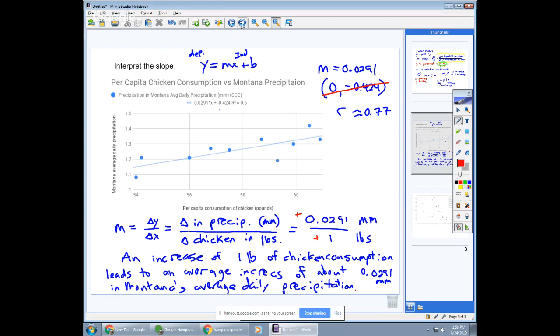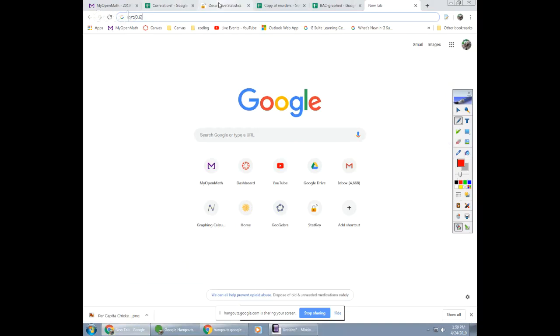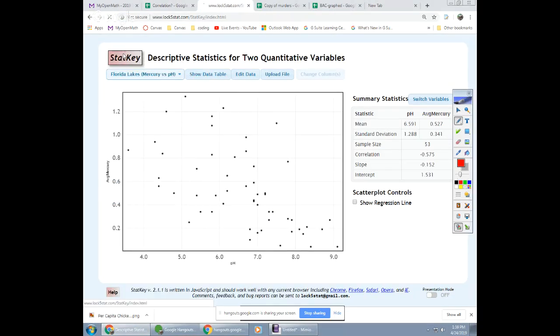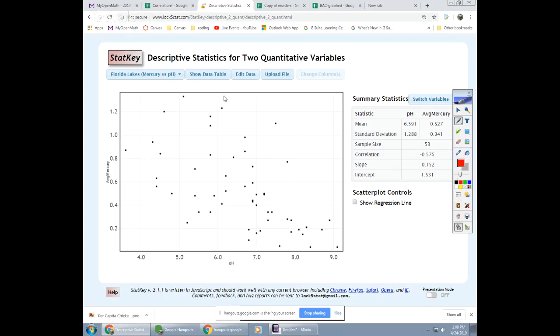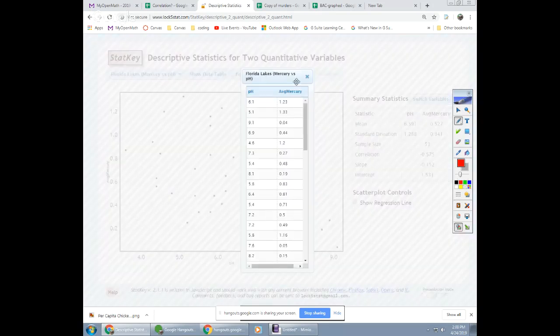All right, let's try another problem. So this one I grabbed from StatKey, and StatKey has a whole lot of data. This came from the descriptive statistics, 2 quantitative variables. It's called bivariate data. You could take a look at the data. You could bring that to a spreadsheet if you wished. There's a prettier version here.